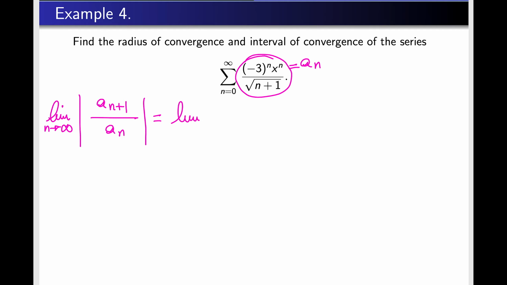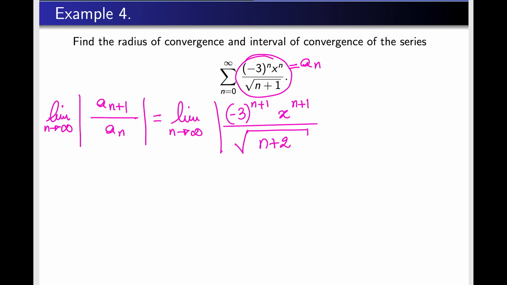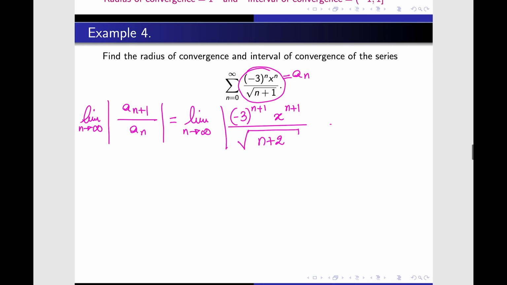and this is the limit as n goes to infinity of the absolute value of a_{n+1}. I'm going to replace n by n plus 1, so I get minus 3 to the power n plus 1 times x to the power n plus 1, divided by the square root of n plus 1 plus 1, so n plus 2, right? N plus 1 plus 1 is n plus 2. Divided by a_n means multiplying by the reciprocal of a_n, and the reciprocal of a_n is the square root of n plus 1 upstairs, divided by minus 3 to the power n times x^n. Okay, let's start simplifying.